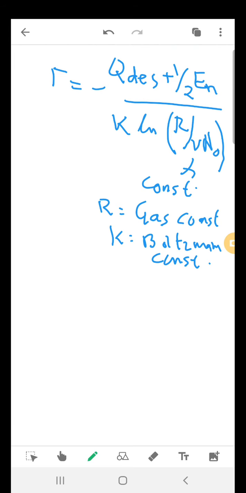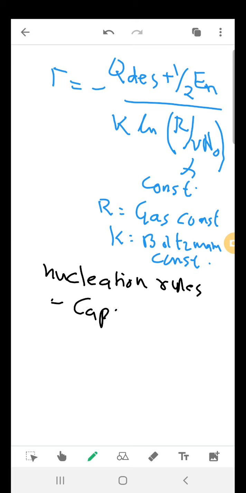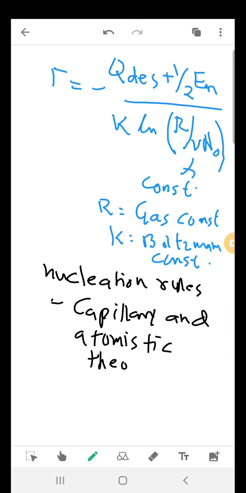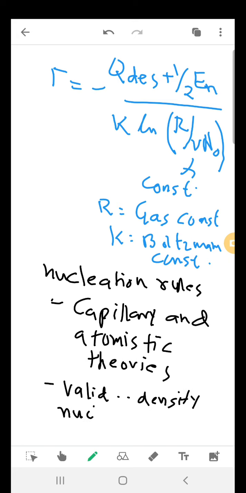So the nucleation theory is also given by capillary and atomistic theories. Whereas this is valid only when the density of the nuclei reaches its maximum.